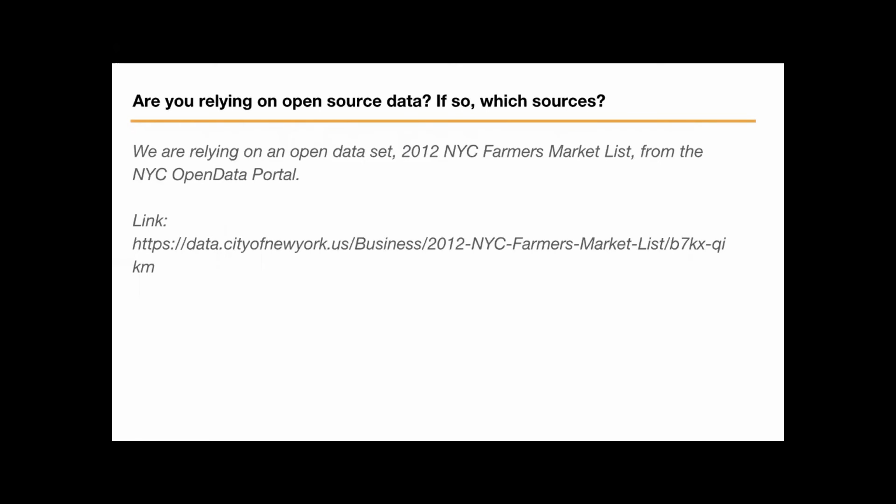Next, we ask you if you're relying on open source data. If so, which sources? So in this case, in the sample response, we are relying on an open data set, the 2012 New York City Farmers Market list. And very important here, we say where it's from. So even if you're using census data, it's a good idea just to say, hey, this is the website I got it at. This is the organization I'm pulling it from if you're not getting it directly from the federal government. And also very, very important, please provide a link. That will allow us to look at the data and really understand the nature of it.